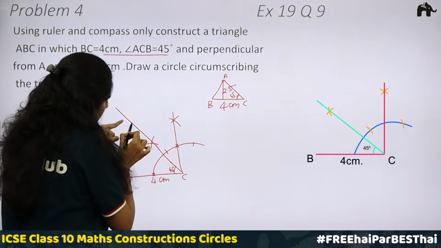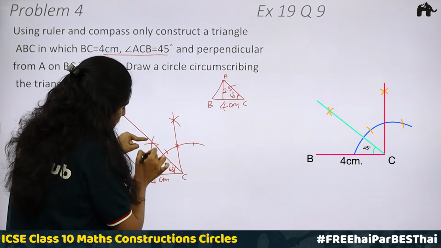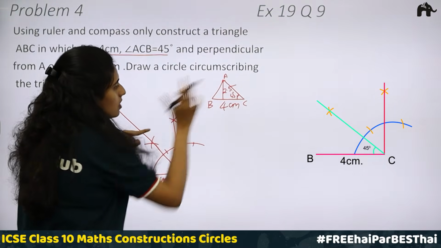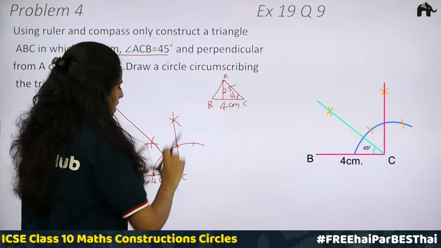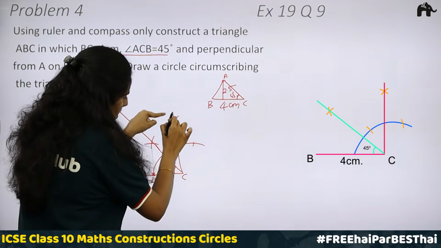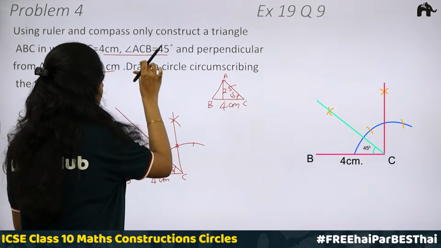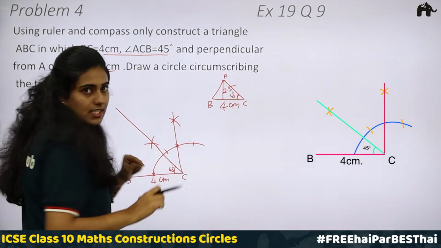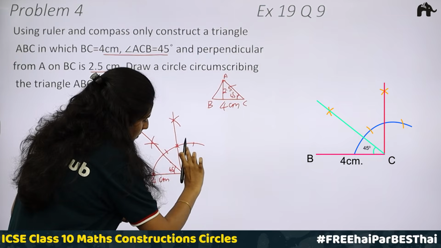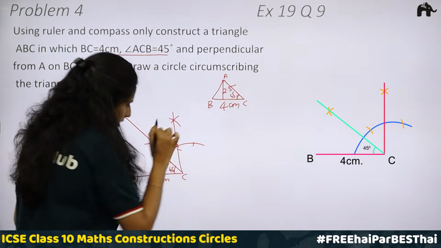Now, we'll be having A somewhere here. When you draw a perpendicular from A, the measure will be 2.5 centimeter. To find A, what we have to do is consider this ray. On this ray, take a measure of 2.5 centimeter. Keep the compass here, measure 2.5 centimeter and cut an arc.